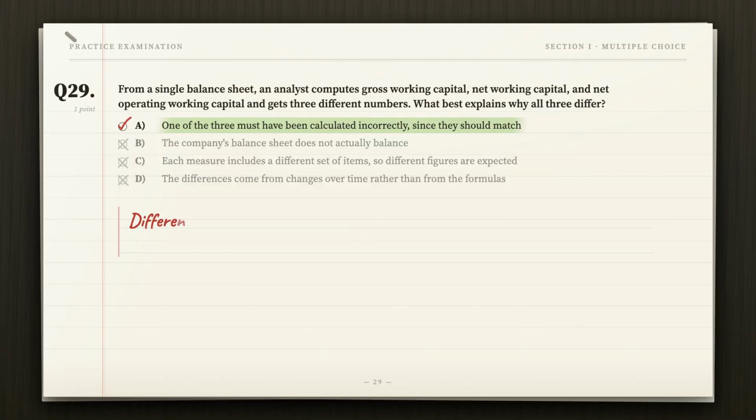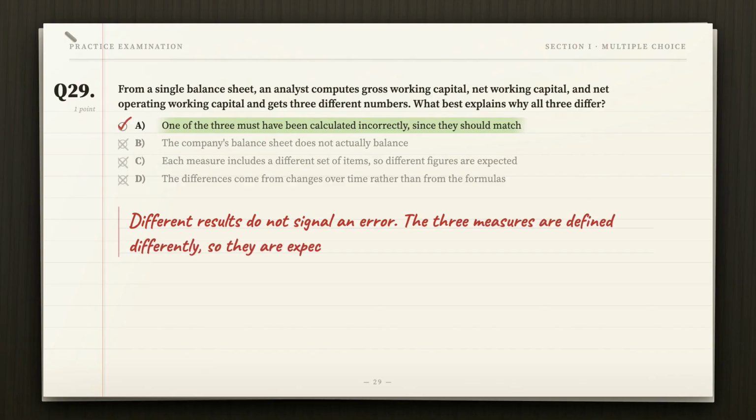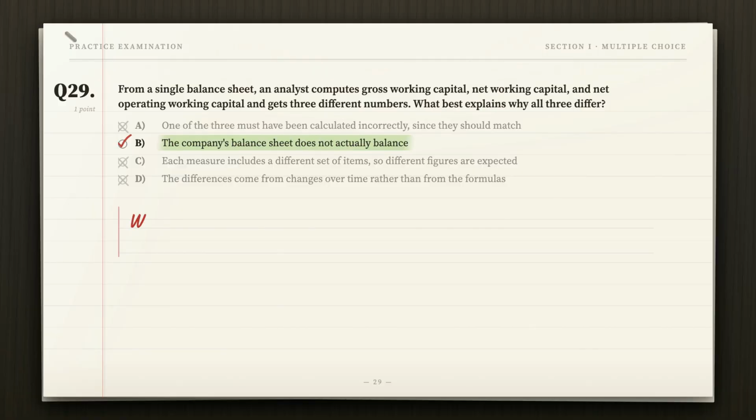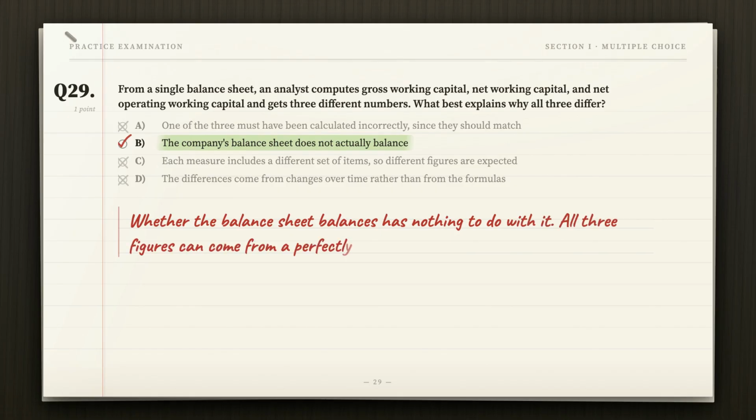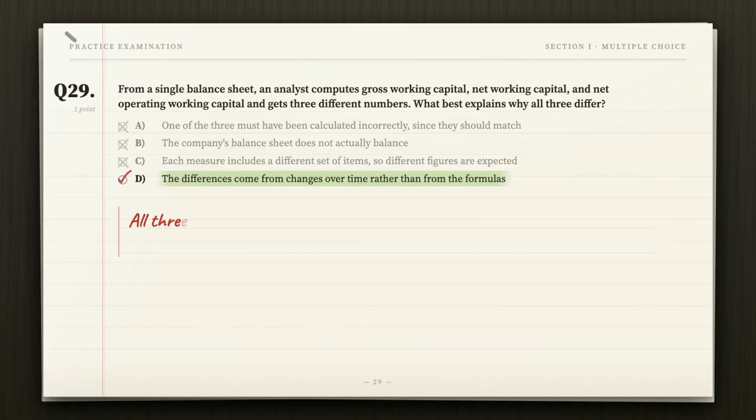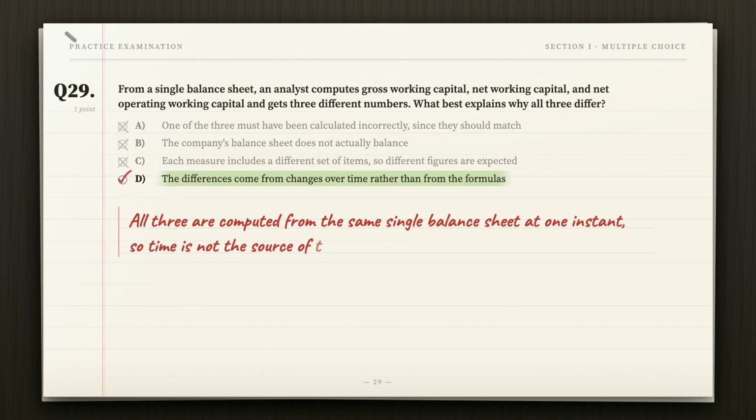A is wrong because different results do not signal an error. The 3 measures are defined differently, so they are expected to diverge. B is wrong because whether the balance sheet balances has nothing to do with it. All 3 figures can come from a perfectly balanced balance sheet and still differ. D is wrong because all 3 are computed from the same single balance sheet at one instant. So time is not the source of the difference.